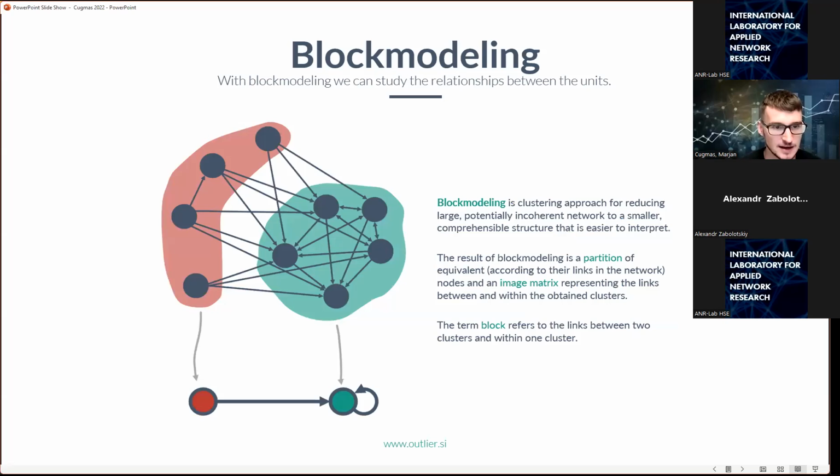But first, let me just quickly summarize what block modeling is. By definition, block modeling is a clustering approach for reducing large, potentially incoherent networks to a smaller, comprehensible structure that is easier to interpret. And the result of block modeling is, on one hand, a partition of equivalent nodes, and on the other hand, an image matrix which represents the links between and within the obtained clusters. I will also mention several times the term block, which refers to the links between two clusters and within one cluster. Here is an example of an empirical network.